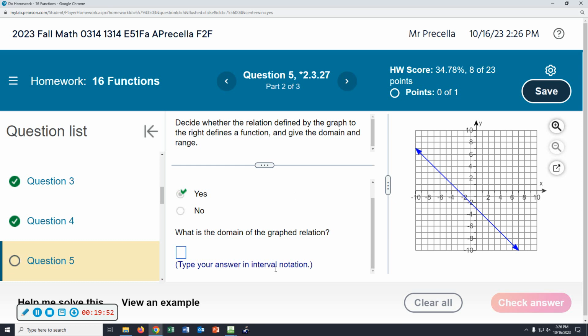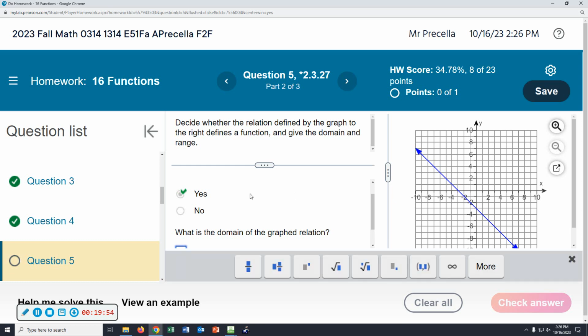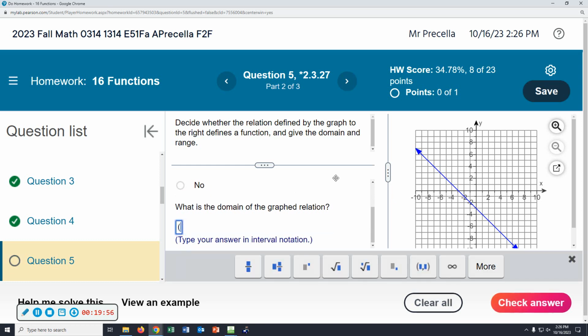Notice they're telling you to use interval notation. So for the domain, left parenthesis, negative infinity, comma, infinity, right parenthesis.